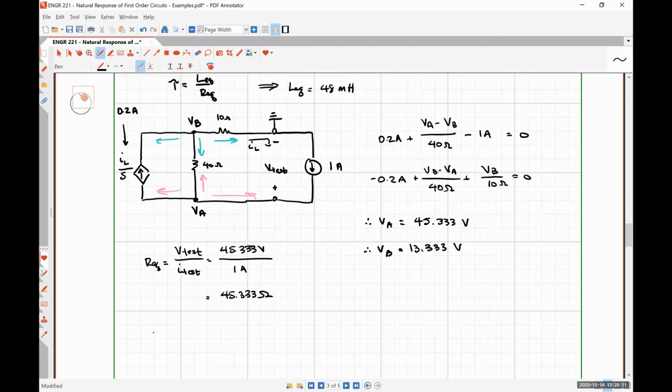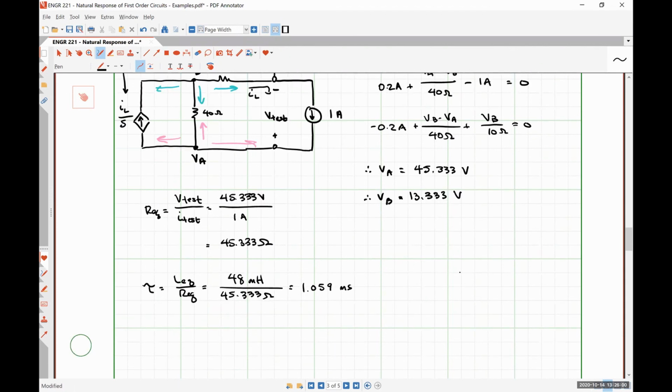So finally, then tau, that looks like a terrible tau, is LEQ over REQ, which is 48 millihenries divided by 45.333 ohms, which is 1.059 milliseconds, or you can say that tau to the -1 is 944.444 per second.